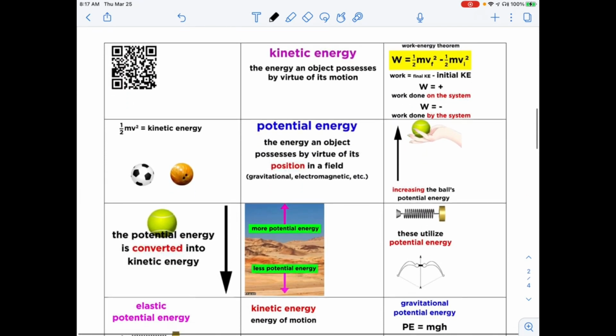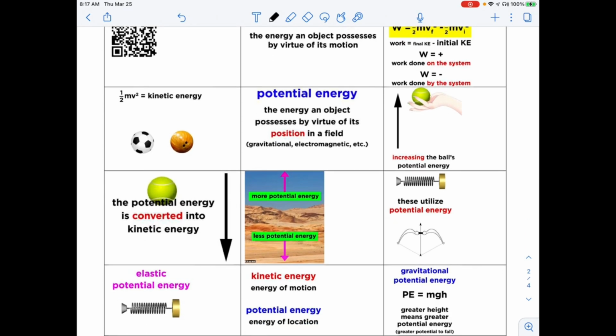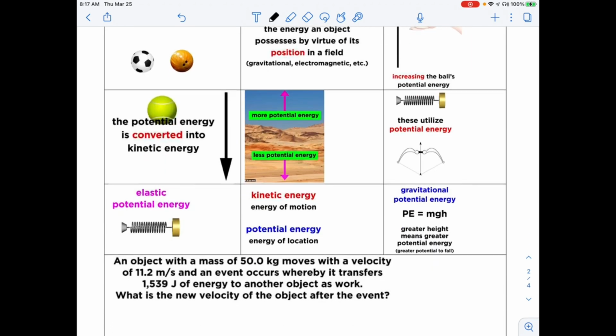and it is unique to each and every material and spring that there is. And then we went through kinetic energy and the work energy theorem. If work is positive, then work was done on the system. If work is negative, it was done by the system. When you lift something up, you're giving it potential energy because it has the potential to hurt more if you drop it. That's kind of how I think about it.